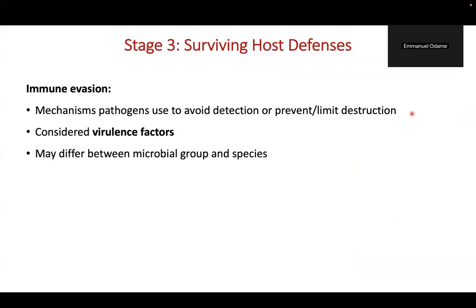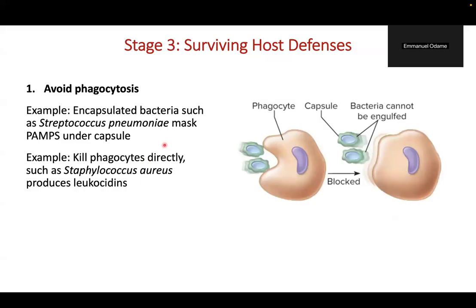So the third stage is to evade the host immune system. Evasion is basically the mechanism the pathogen uses to avoid, prevent, or limit the destruction by the host immune system. So this is where the virulence factors come in. They may differ within a microbial group and species. Every microbial species has its own way of evading the immune system. It's not like all of them have the same thing, but all the mechanisms they use are what we classify as virulence factors, basically the factors that help them survive. Now let's talk about them one after the other.